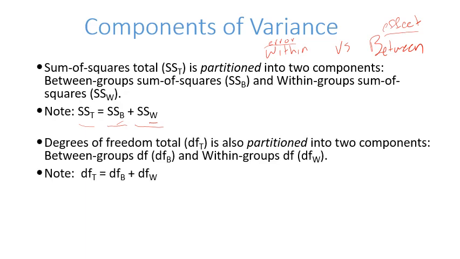We also do degrees of freedom. Degrees of freedom is partitioned in the same way. You've got your degrees of freedom total, that's with everyone together. You've got your degrees of freedom between, that's between groups, and your degrees of freedom within groups. When you're doing ANOVA, you need both degrees of freedom between and degrees of freedom within when you go to the chart to get your F critical, but we will come back to that.